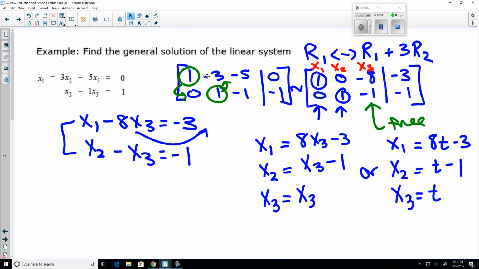Okay, that's 1.2. Row reduction. So let's go to 1.3.